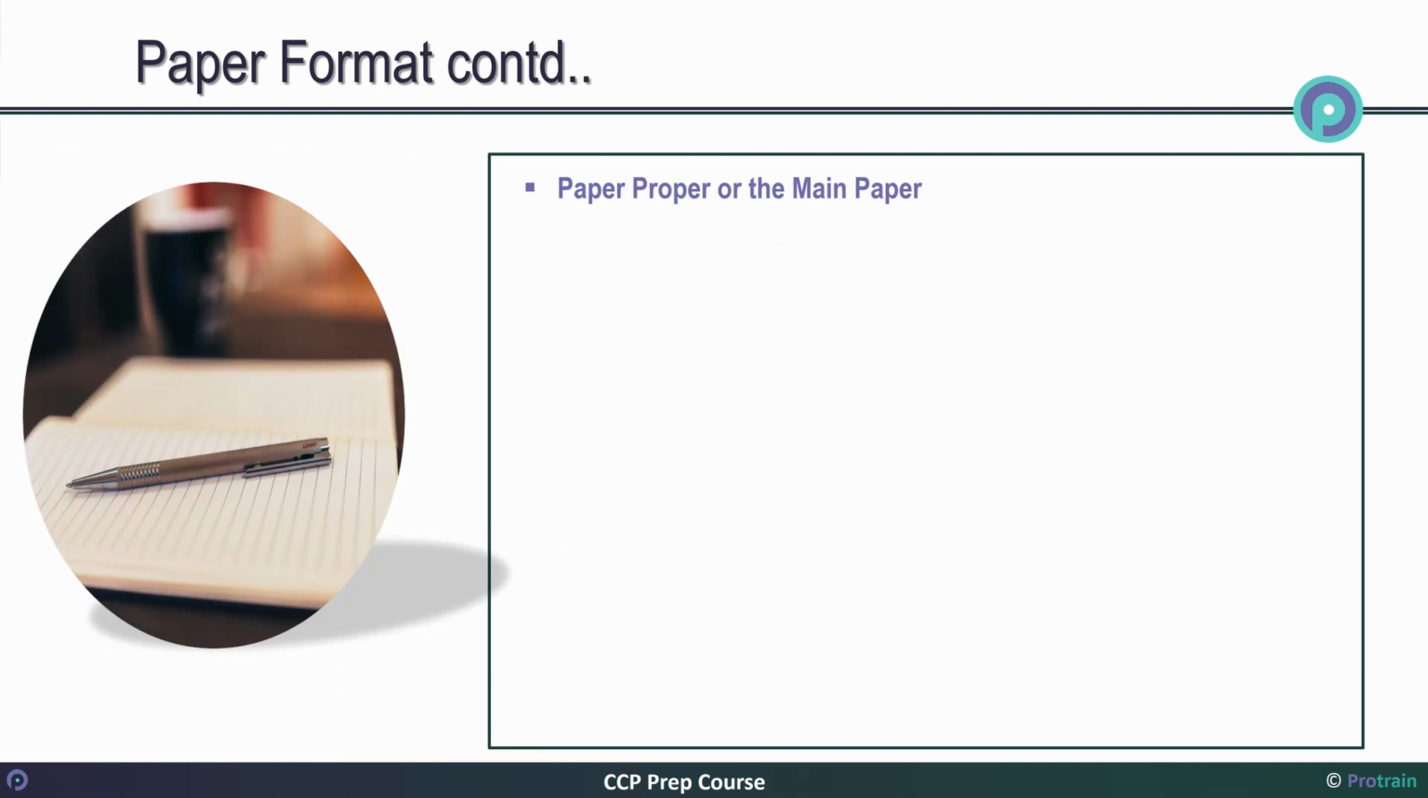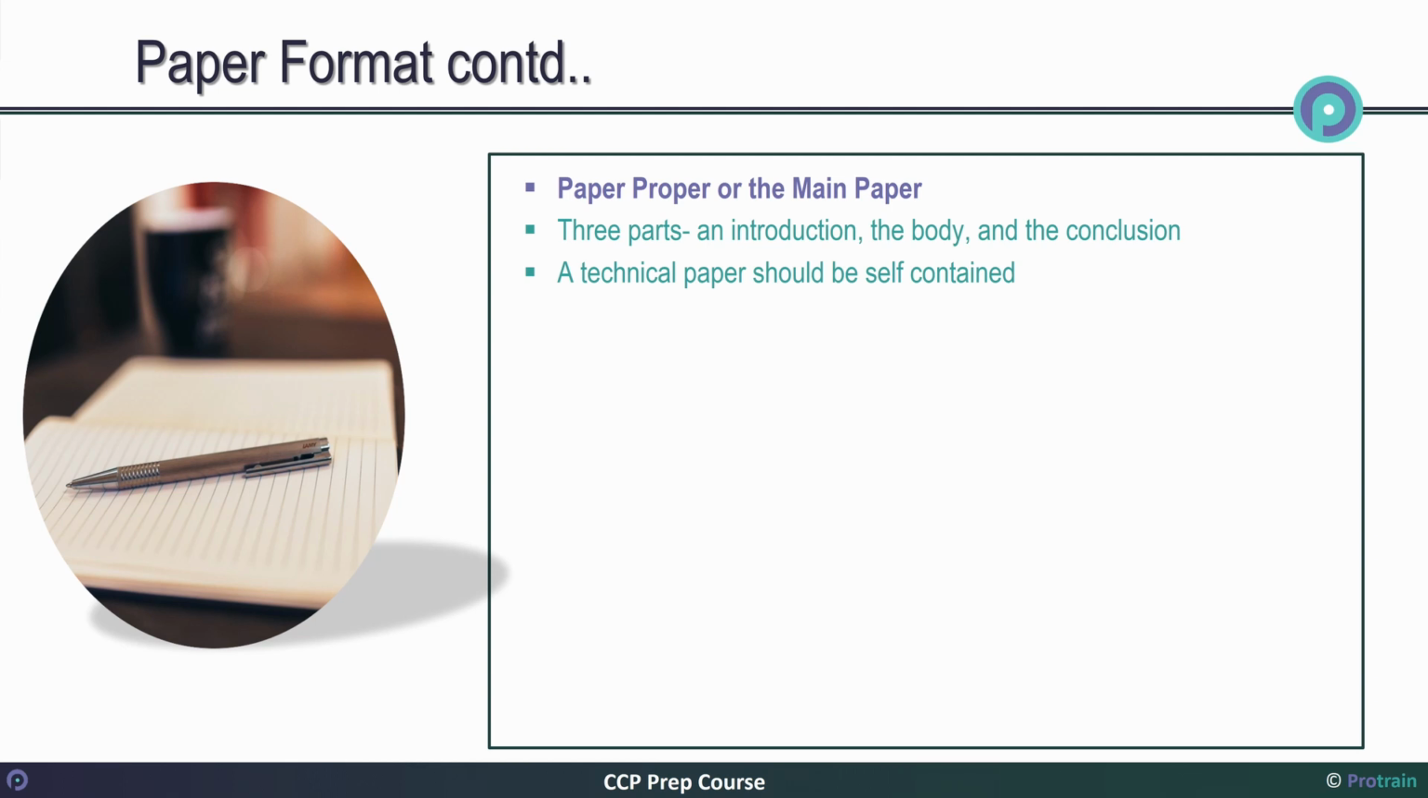Paper proper or the main paper. The paper must be presented in the traditional structure with three basic parts: an introduction, the body, and the conclusion. A technical paper should be self-contained, and not dependent on a publisher to make it useful.